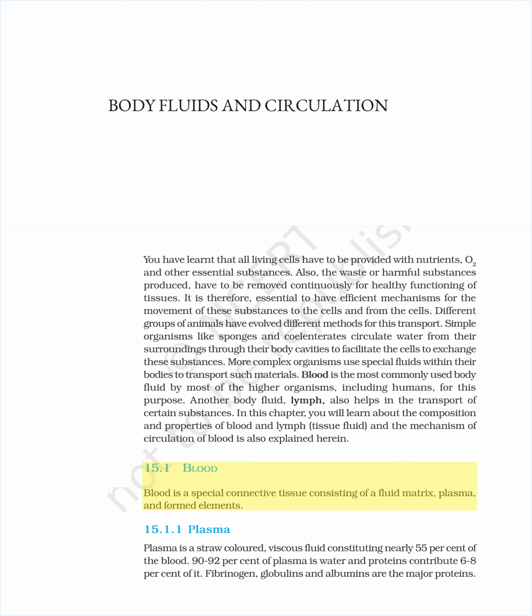15.1 Blood. Blood is a special connective tissue consisting of a fluid matrix, plasma, and formed elements. 15.1.1 Plasma. Plasma is a straw-colored, viscous fluid constituting nearly 55% of the blood. 90 to 92% of plasma is water and proteins contribute 6 to 8% of it. Fibrinogen, globulins, and albumins are the major proteins.